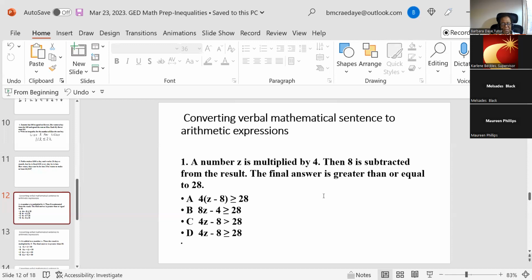Then 8 is subtracted from the result. And the final answer is greater than or equal to 28, Maureen. So it's not A. So what would you pick? I will pick B.